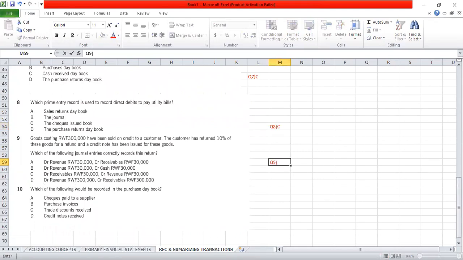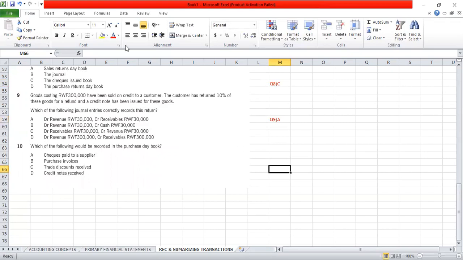Question 9. Goods costing 300,000 have been sold on credit to a customer. The customer has returned 10% of the goods for a refund, and a credit note has been issued for these goods. Which of the following journal entries correctly records this return? First of all, 10% of 300,000 is 30,000. To record this return, we debit revenue because we made a sale, so we have to affect our revenue. We debit revenue and credit trade receivable. A is the right answer.